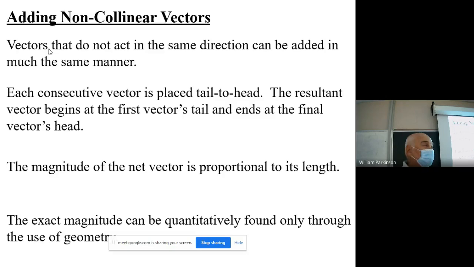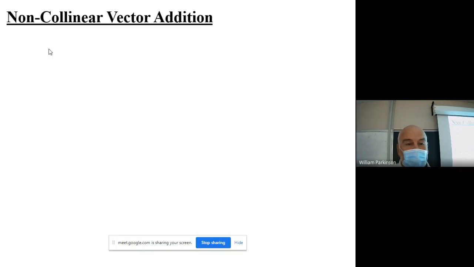The bottom thing says use your geometry rules for sines and cosines, and you could get the actual value. We're not going to do that. We're only going to do the third line down. We're going to draw the picture and look at the length of the arrow and estimate how much magnitude a vector has. So here's what I mean.